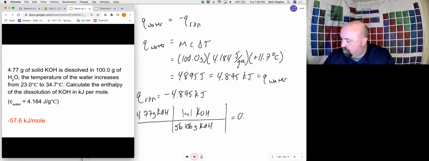To see that we had 0.085 moles of KOH present. And so then we can take our negative 4.895 kilojoules, divide that by our moles for a final answer of negative 57.6 kilojoules per mole.